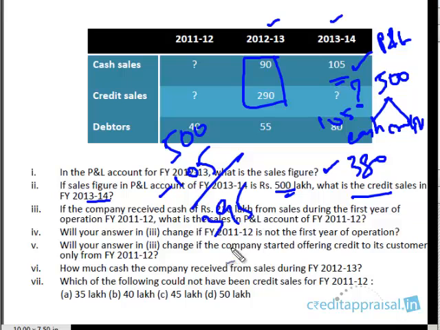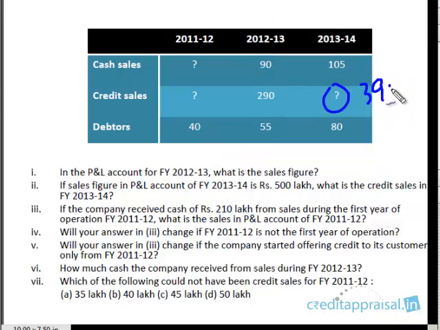The 395 is the credit sales, right? 395 is the credit sales. This is 395, right? So let us look at the third question.